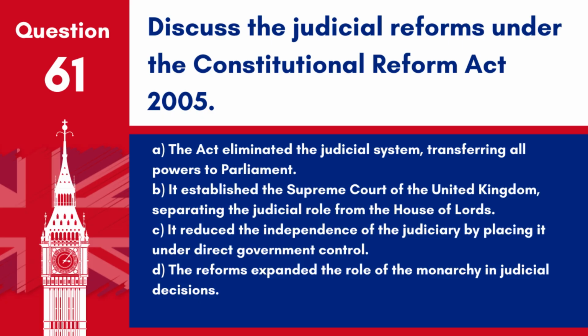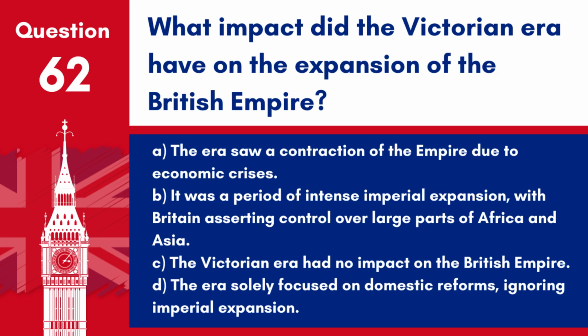Answer B. It established the Supreme Court of the United Kingdom, separating the judicial role from the House of Lords. This act marked a significant reform in the UK's judicial system, emphasising the separation of powers and increasing judicial independence. Question 62. What impact did the Victorian era have on the expansion of the British Empire?